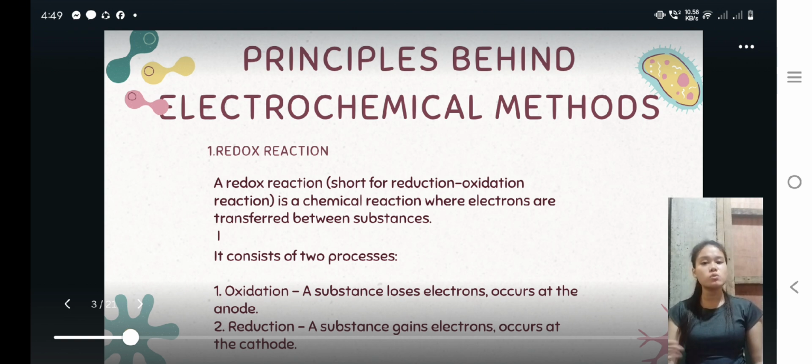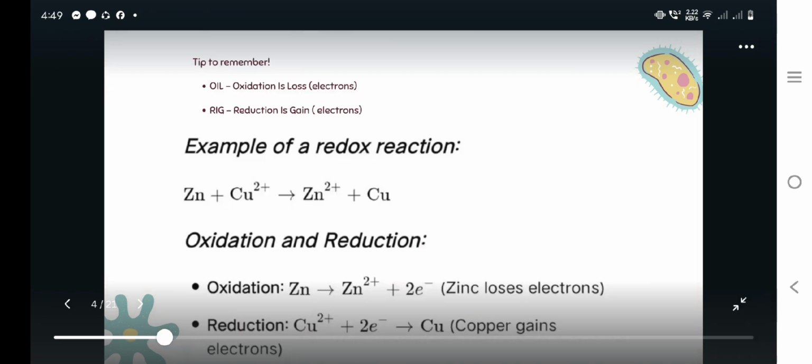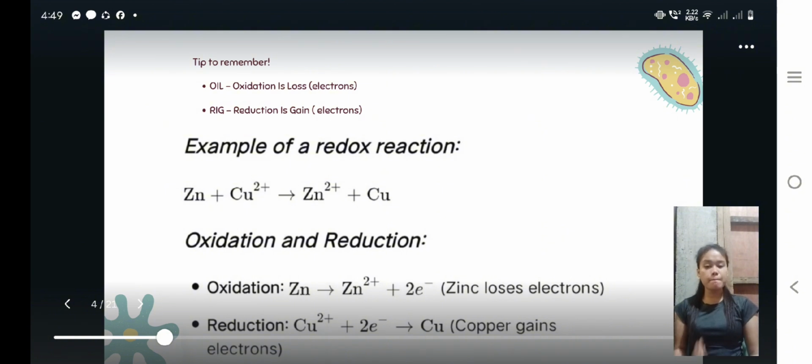So when a substance loses electrons, it is oxidized, right? And when a substance gains electrons, it is reduced. For you to remember it, just memorize OIL RIG, which means oxidation is loss of electrons and reduction is gain of electrons. That is OIL RIG. It's easy to remember, right?